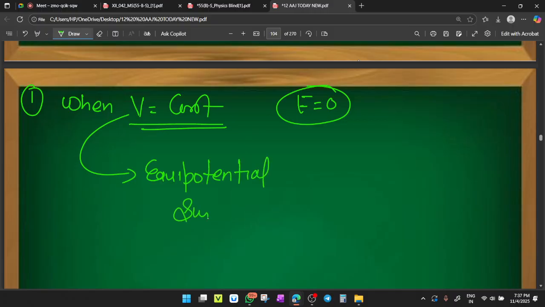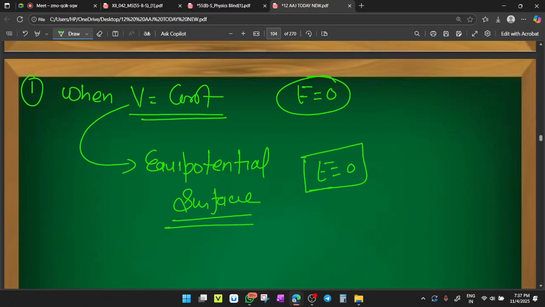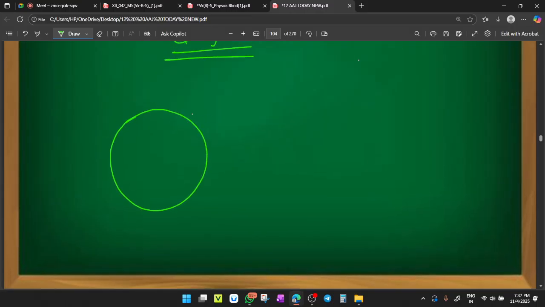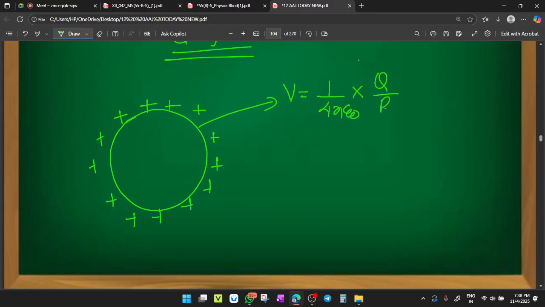Equipotential surface. So this surface is called an equipotential surface. For an equipotential surface, the electric field is always 0 inside that surface. For example, take a hollow sphere. In a hollow spherical conductor, all the charge given resides on the body of the conductor. So the potential V equals 1 by 4 pi epsilon naught multiplied by Q by R.